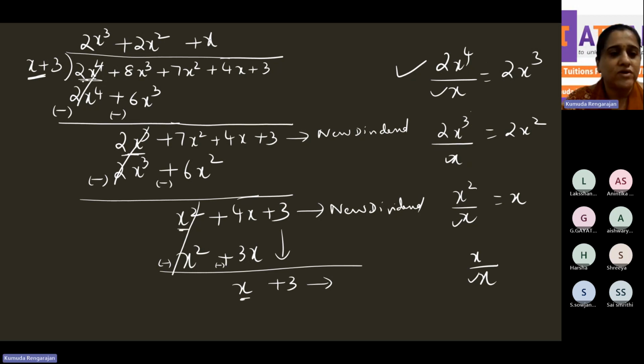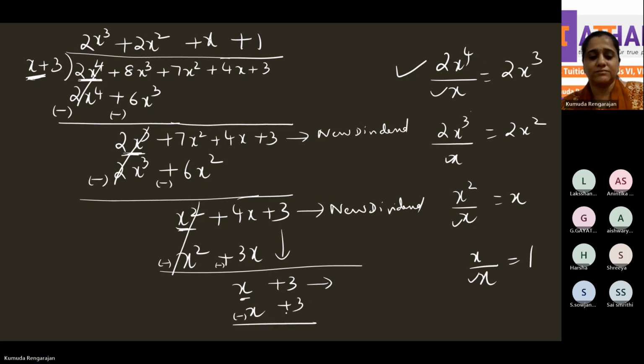See these. First it is 2x to the power 4 by x. Then it is 2x cubed by x. Then it is x squared by x. Now what is x by x? X by x is 1. Plus 1. Again, multiply this with x plus 3. So 1 into x is x, and 1 into 3 is 3.